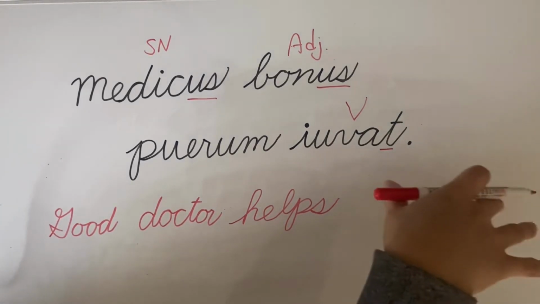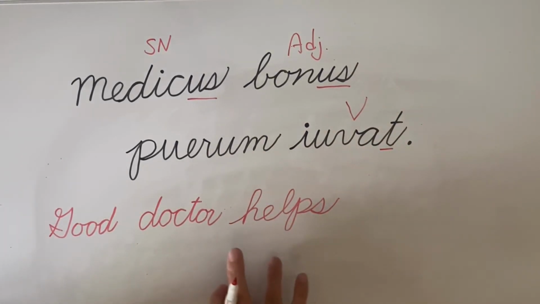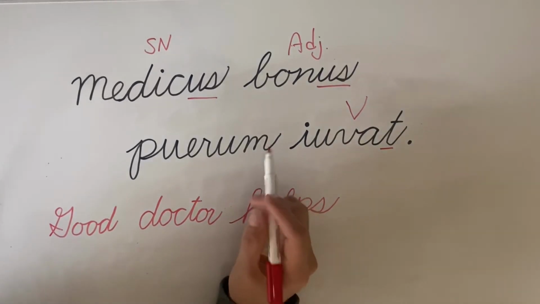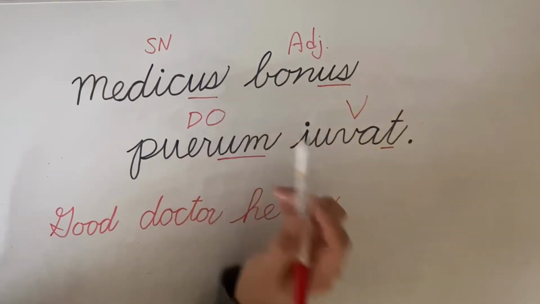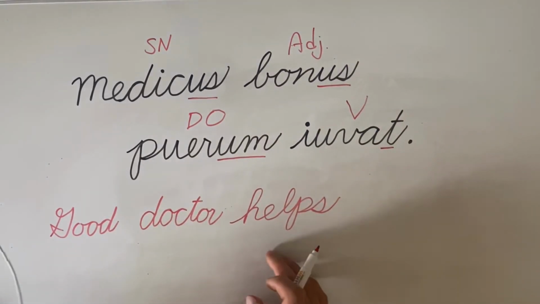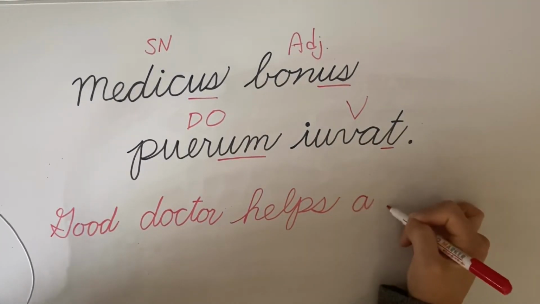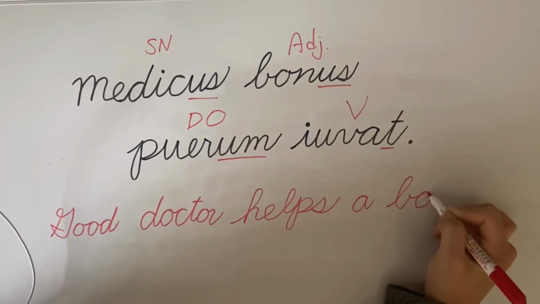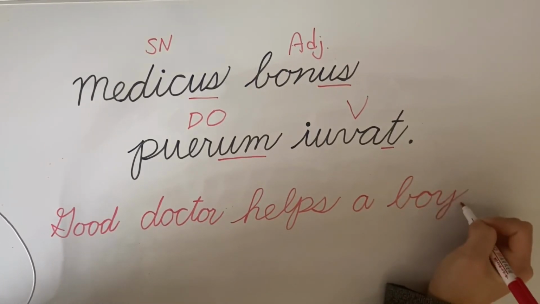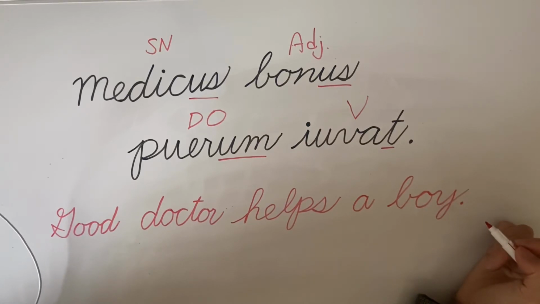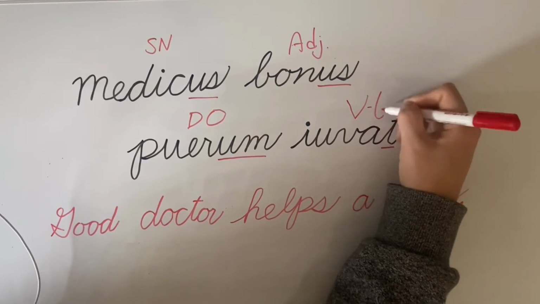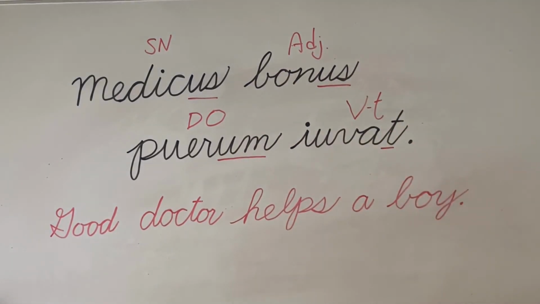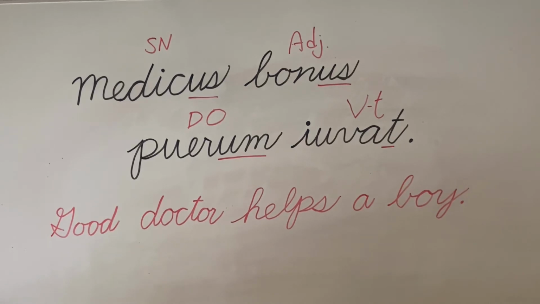Please don't end the sentence. Good doctor helps who? Puerum, which is our direct object because it has the um ending. So good doctor helps a boy. Did someone say something about the verb? Oh, the verb changes to a transitive verb. Thank you. So now it becomes good doctor helps a boy.